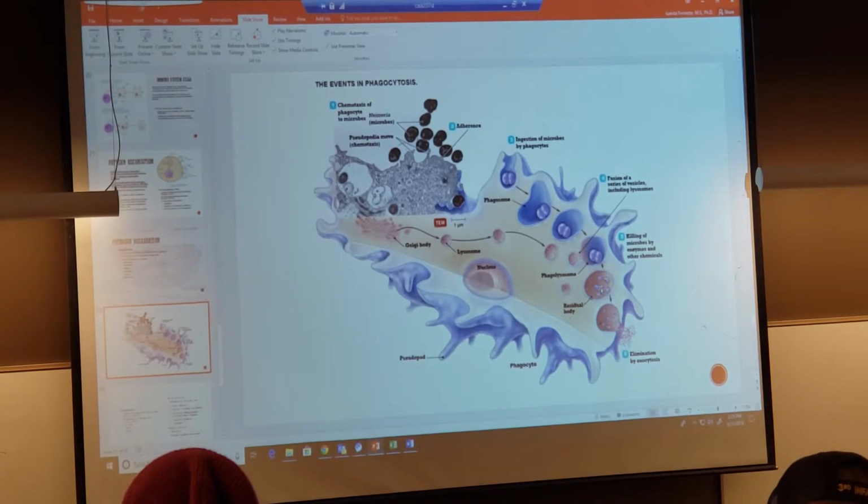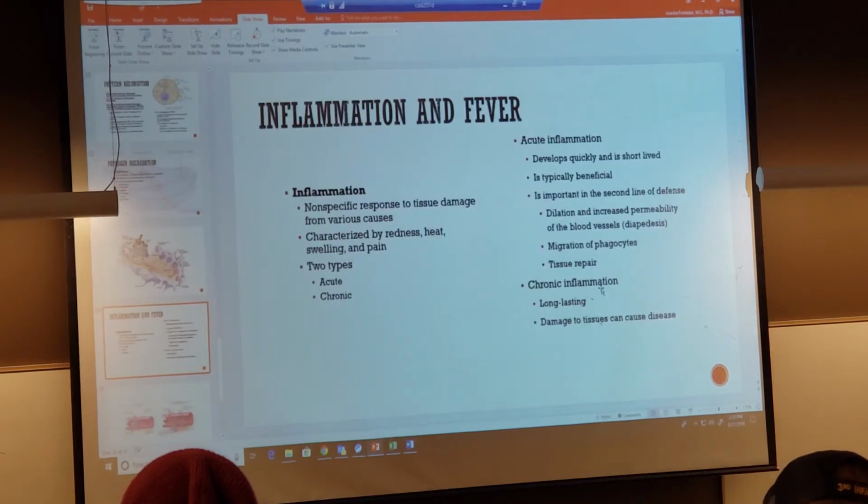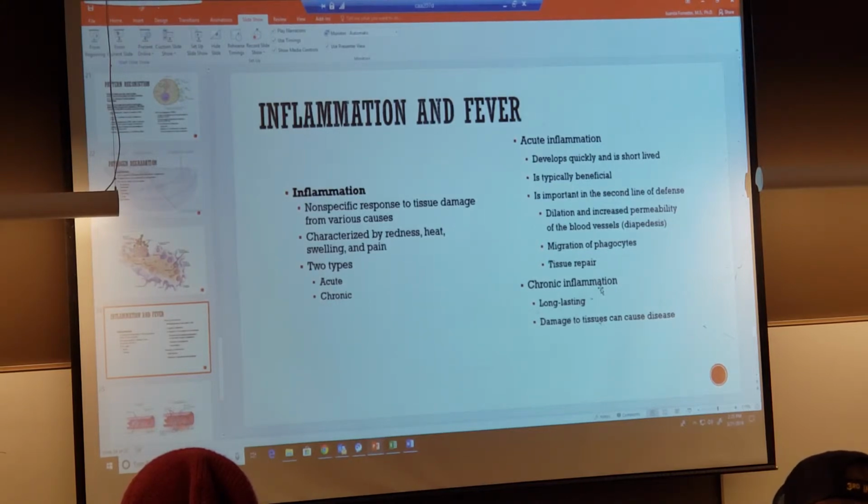But phagocytosis is considered innate because the Pac-Man cells are not discriminating about who they're eating, essentially. All right, inflammation we mentioned already. How does chronic differ from acute? Chronic is ongoing, acute is short-lived.